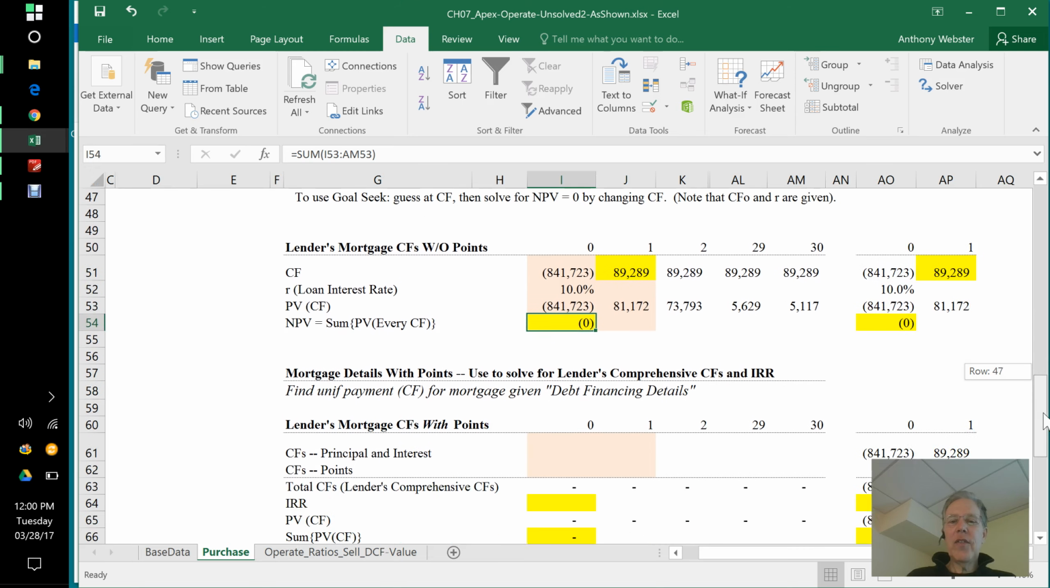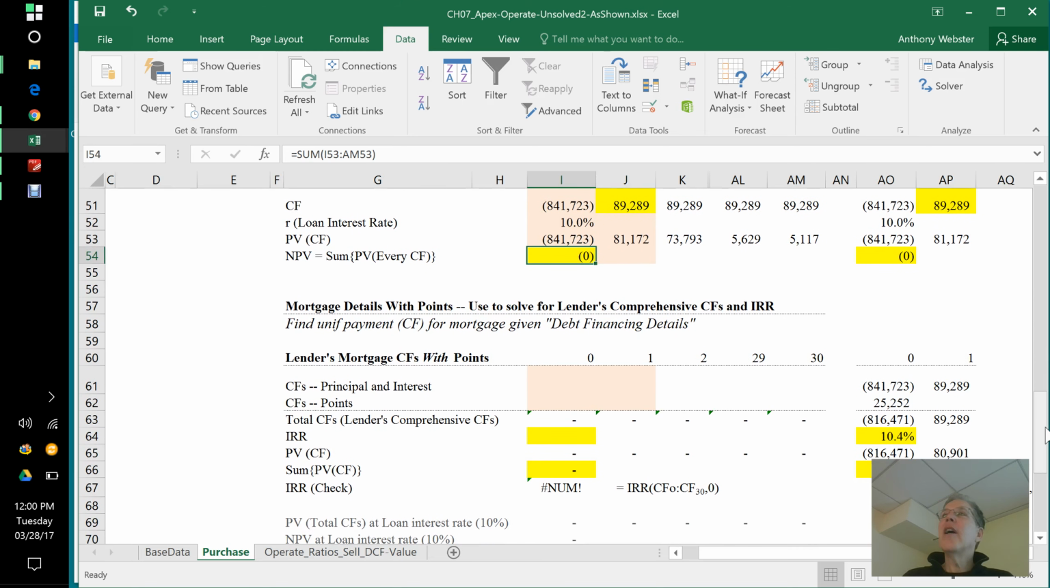So let's keep going. We want to just take care of the lender. The next thing we want to do is get the lender's comprehensive cash flows and figure out what their IRR is, including everything, including fees and all that jazz. Here, if I wanted, I could have just one row saying cash flows including principal, interest, and fees. I put it in 2 rows here.